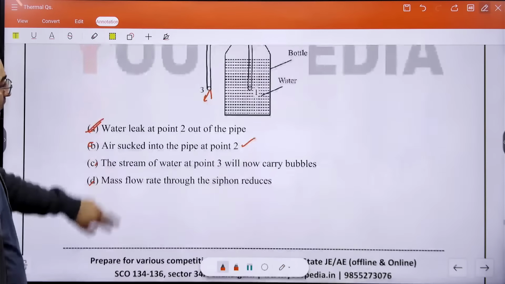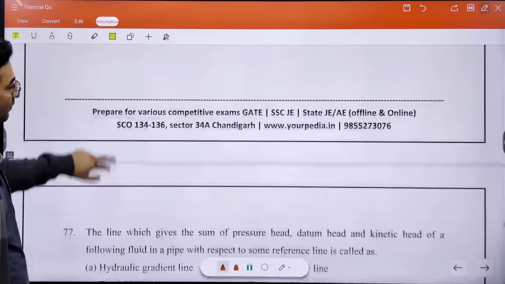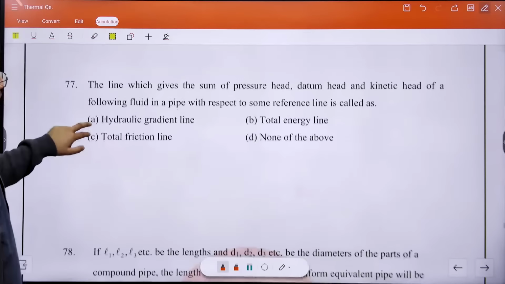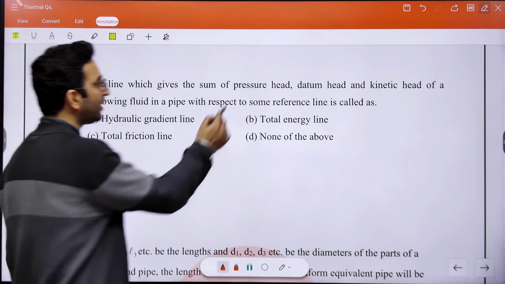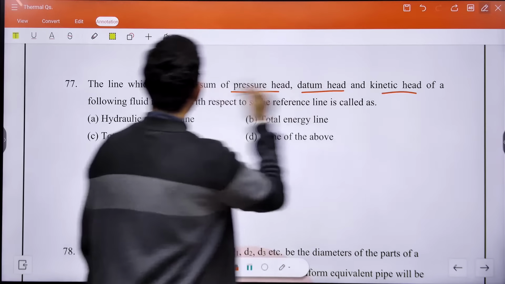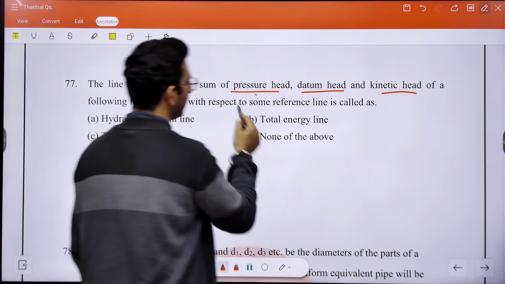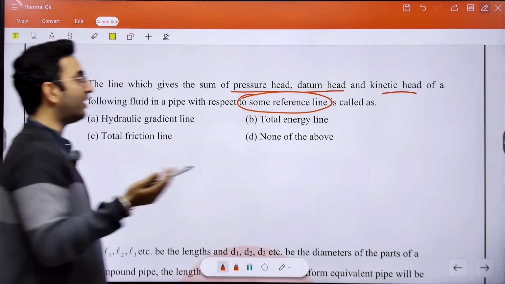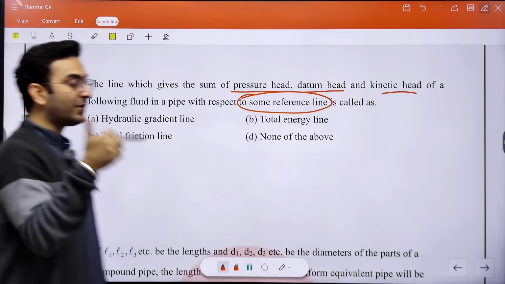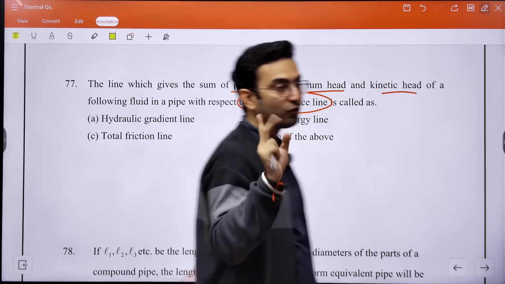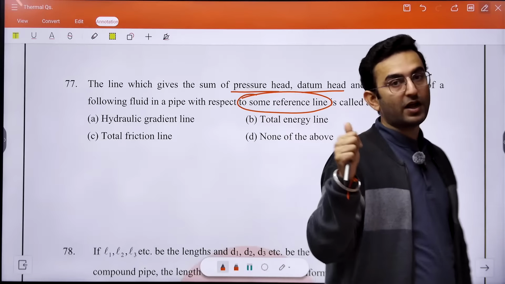Next, the line which gives the sum of pressure head, datum head and kinetic head of a flowing fluid in a pipe with respect to some reference line is going to be known as... Remember that in fluid mechanics you normally create two important lines, energy gradient line and hydraulic gradient line.